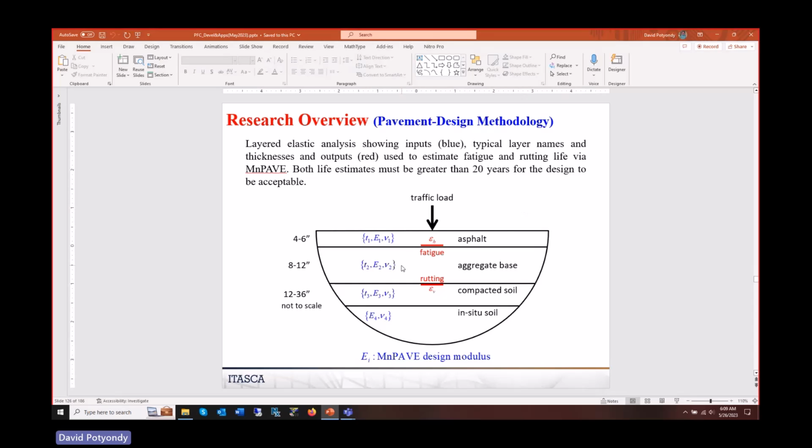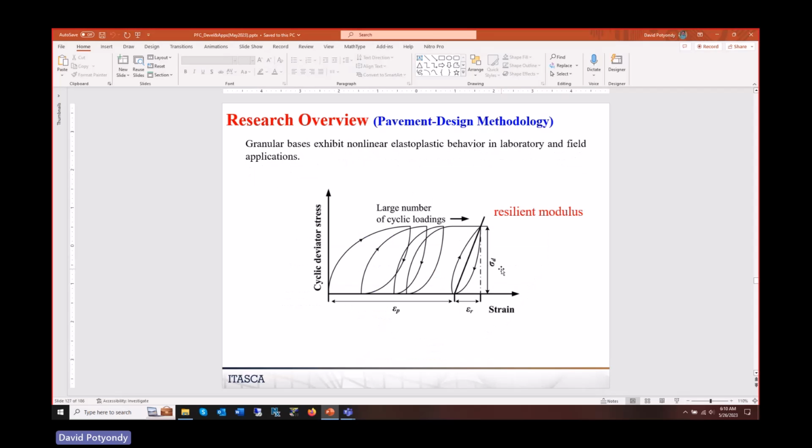So our goal here was to just affect this parameter, E2, which is the modulus of the base layer. If we can increase that modulus by adding GeoGrid, that's going to reduce the thickness of the base that we need to have. So we wanted to understand what's the effect of GeoGrid on the modulus of the base layer.